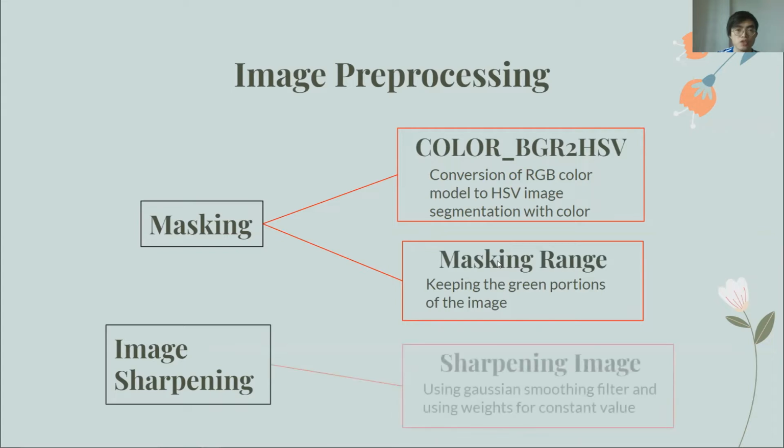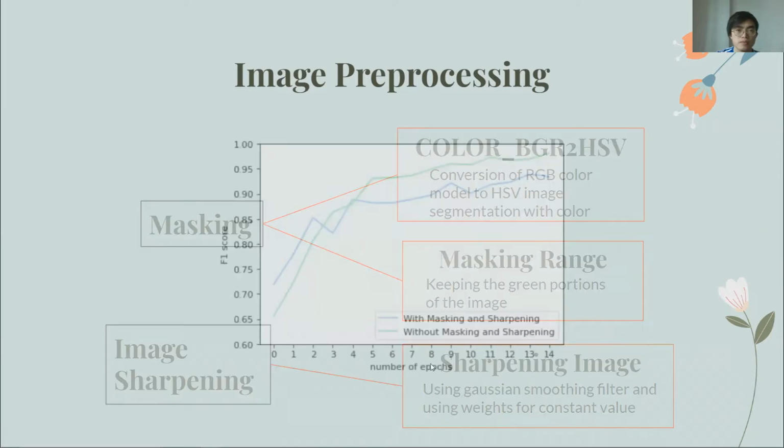For sharpening, we first create a slightly blurred version of the original image using Gaussian smoothing. We then use the weights to smoothen the image while increasing the intensity of the edges by lowering the weights for the pixels around the edge. This will result in a sharper and a clearer image.